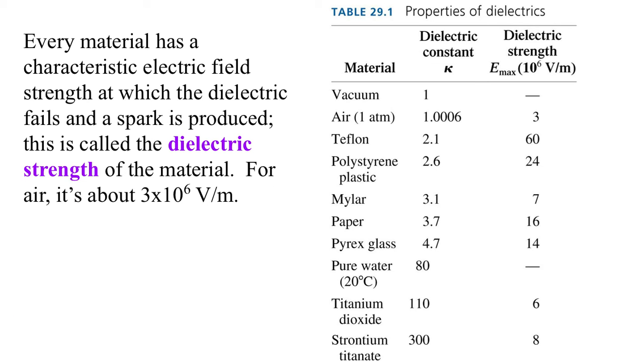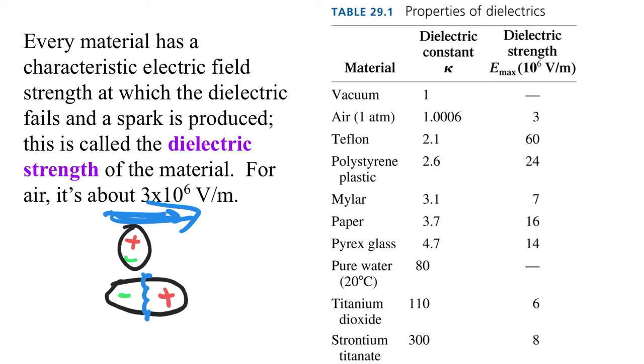All right, every material has a characteristic electric field at which the dielectric fails and a spark is produced. This is called the dielectric strength of the material. What's going on here, of course, is that we started off with some positive charge and some negative charge trapped inside some, say, atom, and then we apply an electric field, and that produced for us an elongation, but they're still trapped. However, if I make the field really, really strong, I will eventually break these bonds.